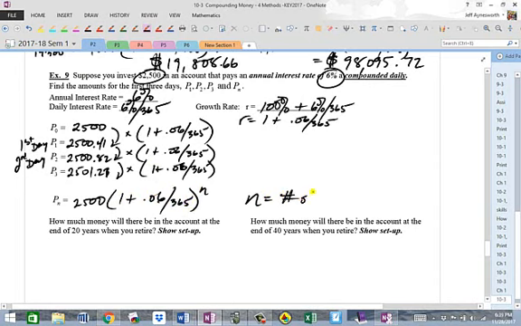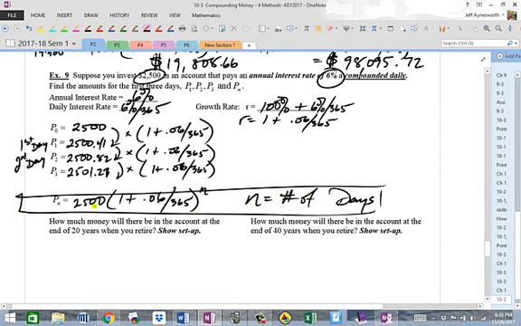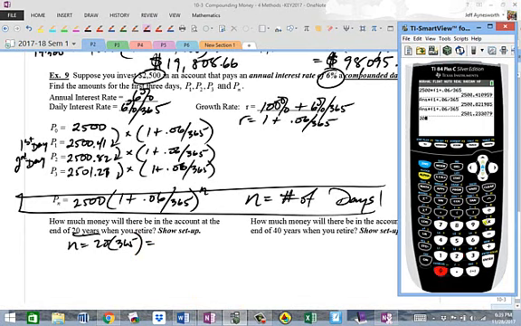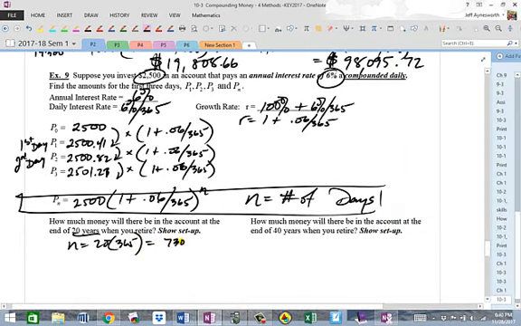All right, now let's use it. In 20 years, we have 20 times 365, that's 7,300. So we have to find the piece of 7,300. So it's 2,500 times the growth rate to the 7,300 power.